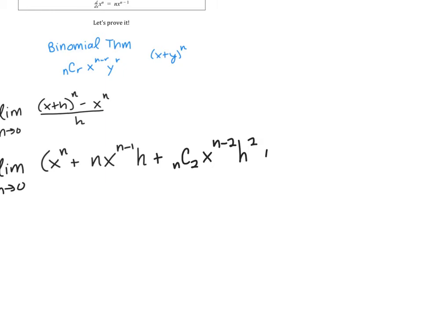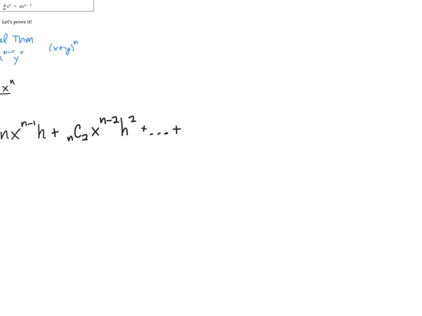Now let's say we just jump ahead to some term in the middle, our general term. So I'm going to use that general formula, n choose r, x to the power of n minus r, h to the power of r.